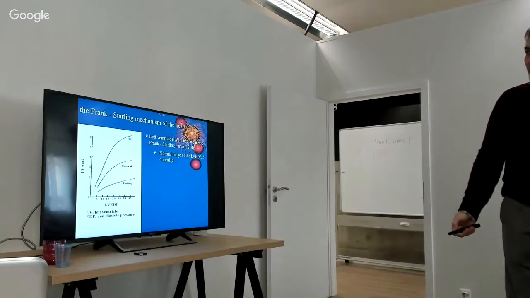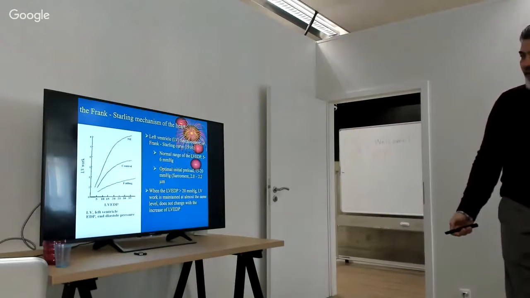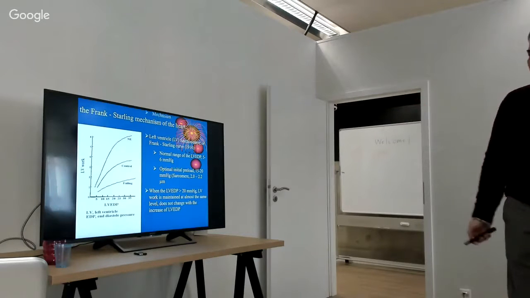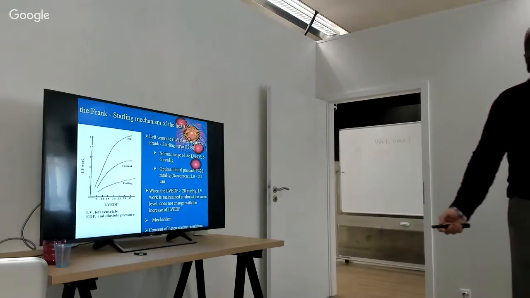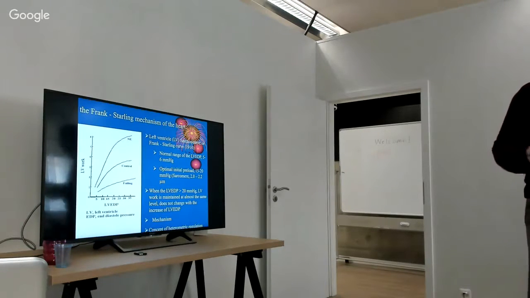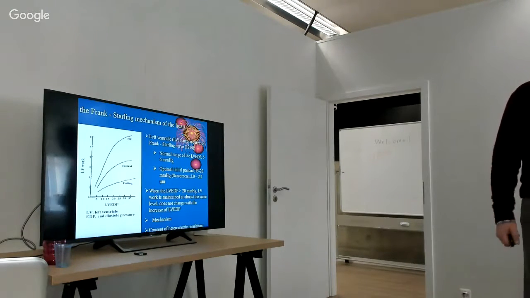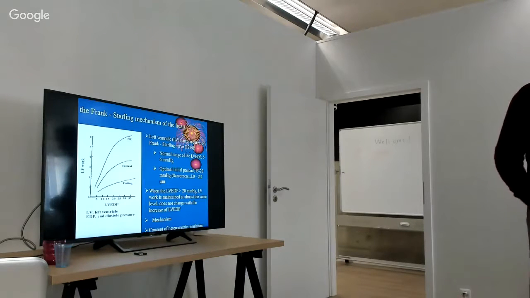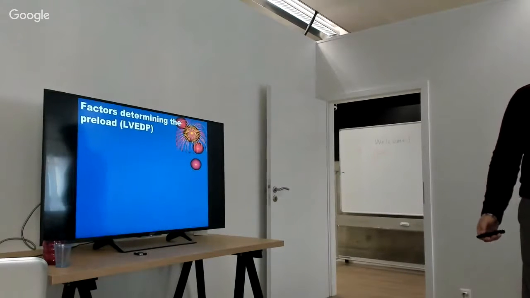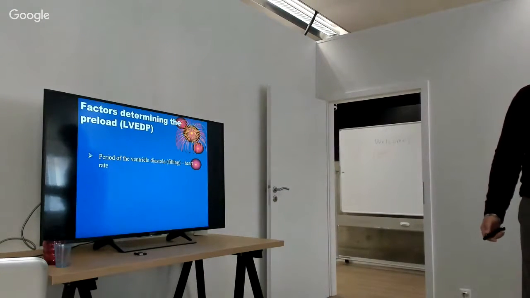Again, the Starling family of curves with different contractility. We have seen that norepinephrine can rapidly increase the contractility, and when we exercise, we have more catecholamines in circulation, and the blood circulates faster, and the heart pumps more energetically.